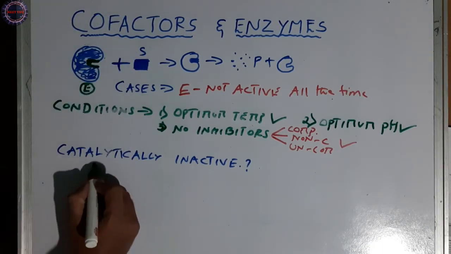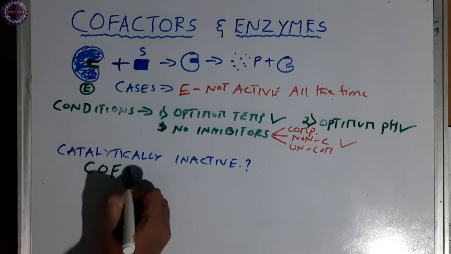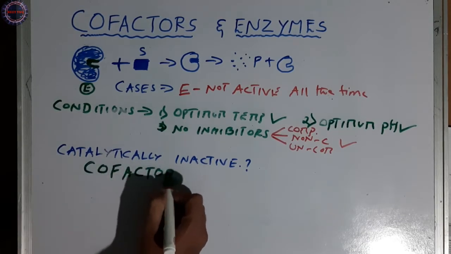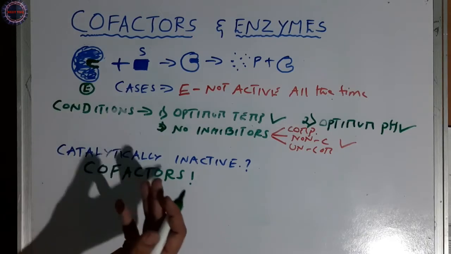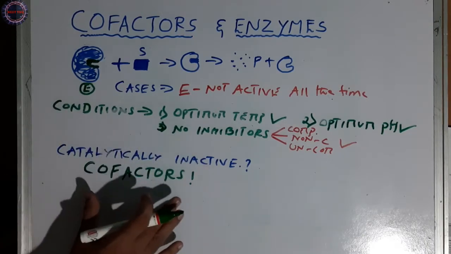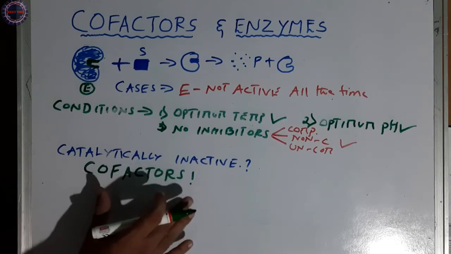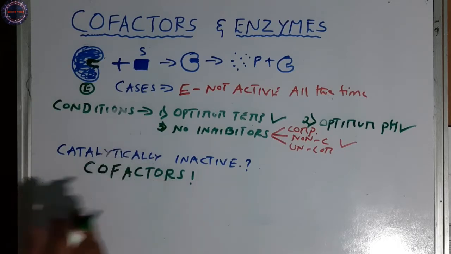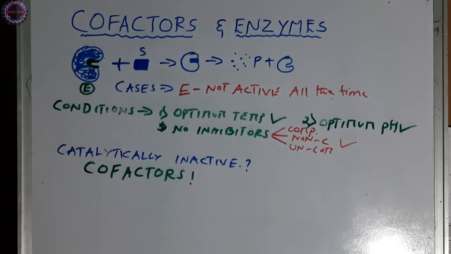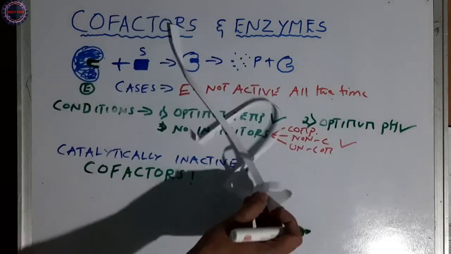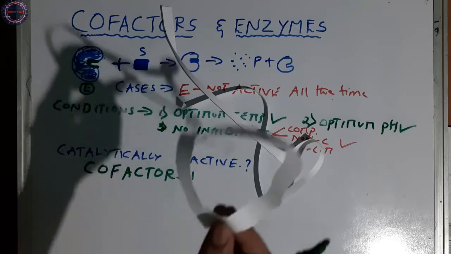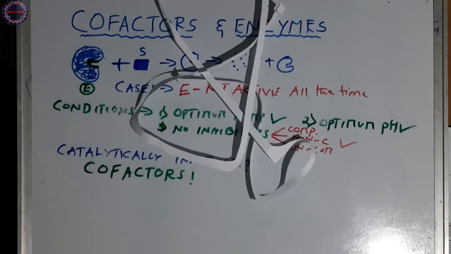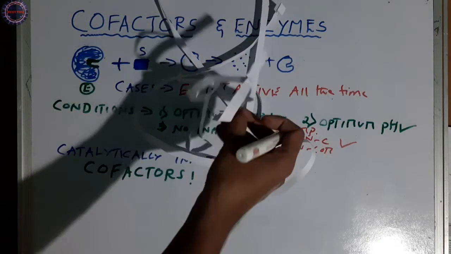So we write that, cofactors. So what does this term cofactors mean? We'll talk about that later. Now, before that, I just want to give you the structure of this enzyme. So normally an enzyme is made up of a single polypeptide chain, correct? Or sometimes you could see more than one polypeptide chain. Sometimes it could be 2 or 3 polypeptide chains.